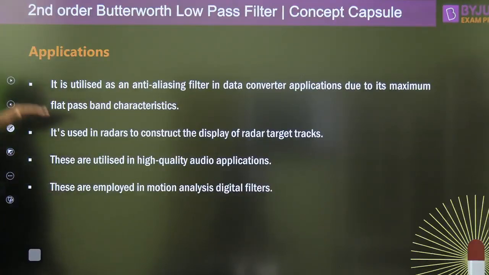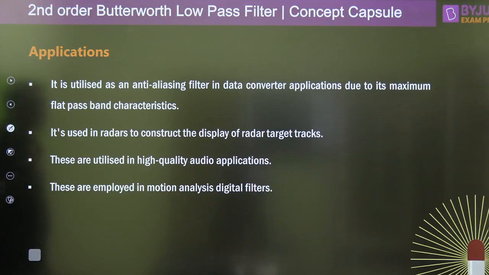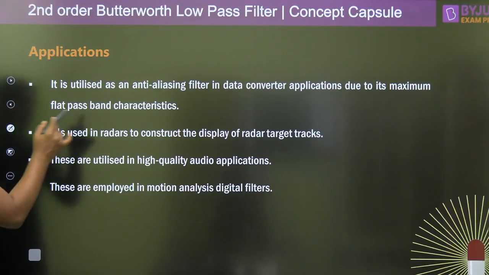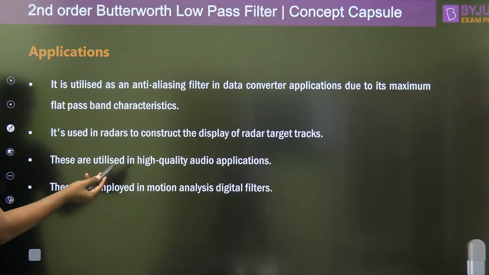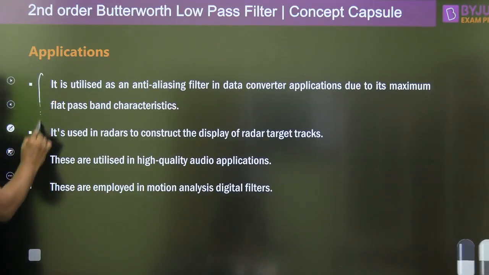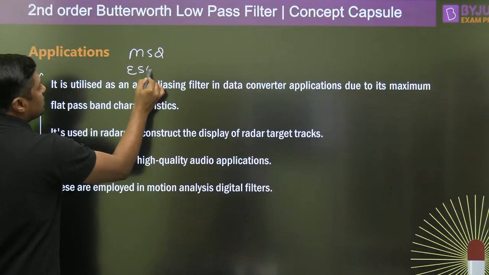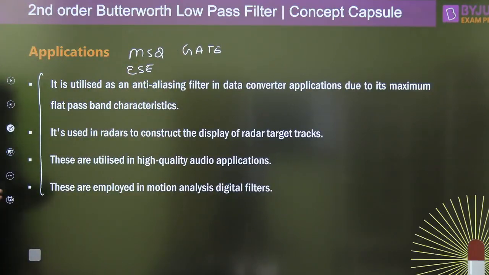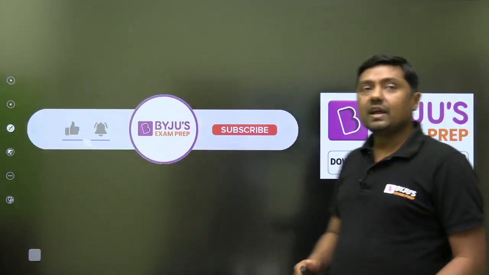Okay. It is utilized as an anti-aliasing filter in data converter applications due to its maximally flat pass band characteristics. These are the applications. Remember that. It is used in radars to construct the display of the radar target tracks. These are utilized in high quality audio applications. These are employed in motion analysis digital filters. This type of question comes in MSQ, in GATE exam and in engineering services exam. Please remember these are the applications. In analog we are going to discuss all these applications. Okay, that is about the second order Butterworth filter.